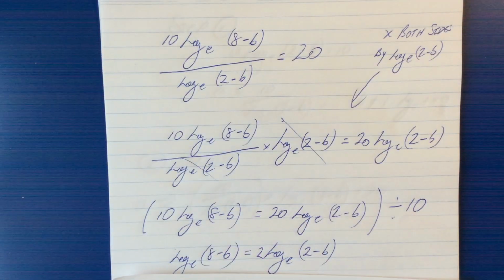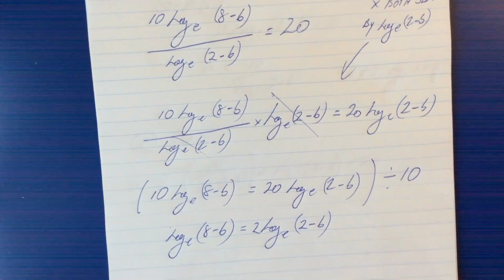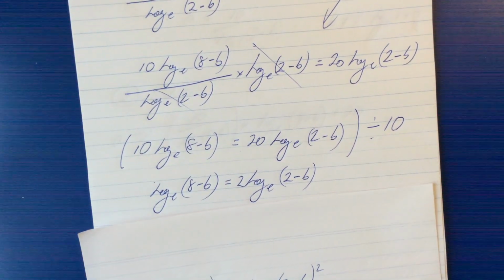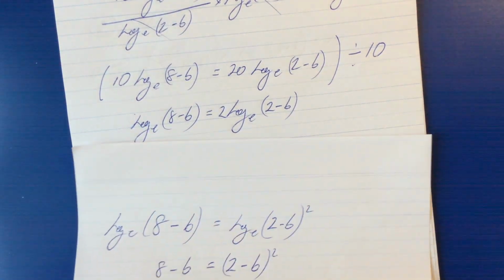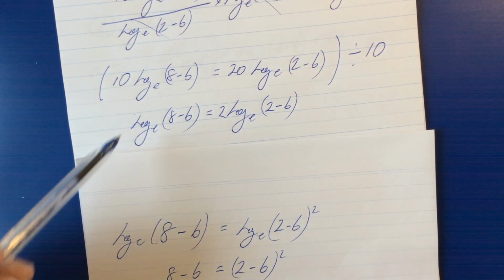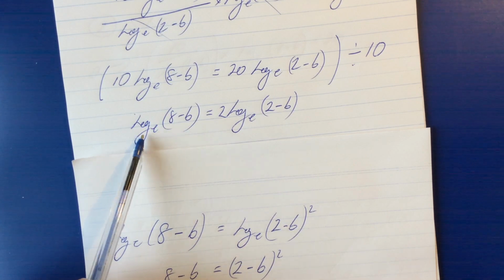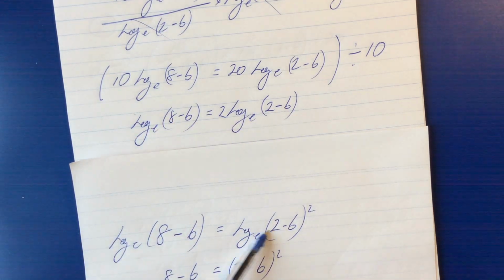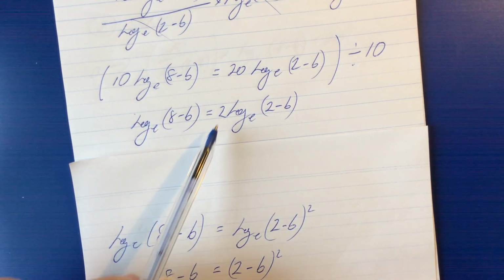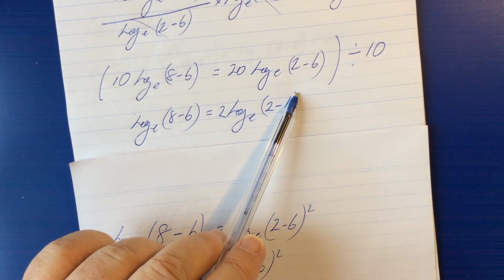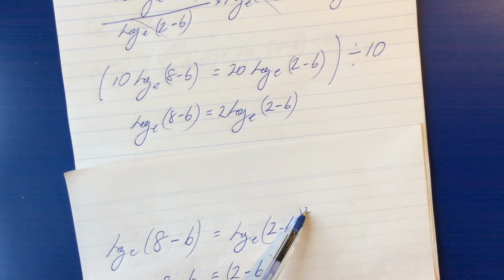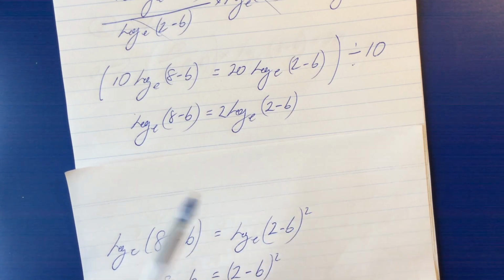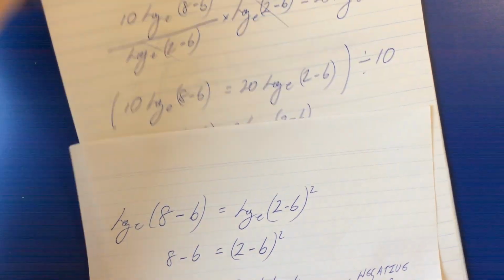Now, if I just push this page up a little bit, maybe a little bit more so I can get this in. The difference between this line and this line is simply that I have moved the 2 to here. So it is now log e (2 − b) squared. Okay, so let's continue.